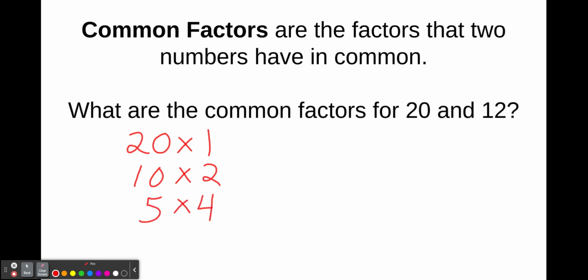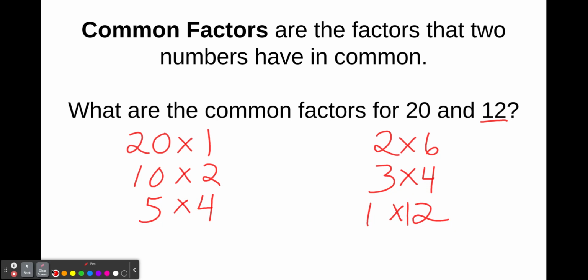Can you think of some factors for 12? What are some multiplication sentences that'll give you an answer of 12? You might have thought of 2 times 6, or 3 times 4, and of course, 1 times 12. 1 times that number is always going to be a factor pair.